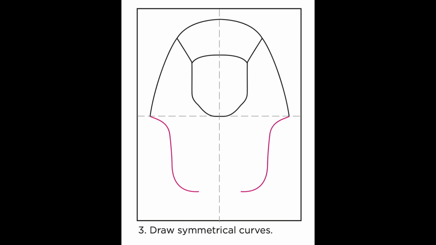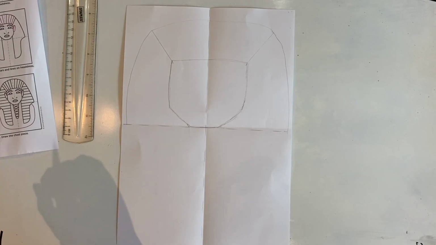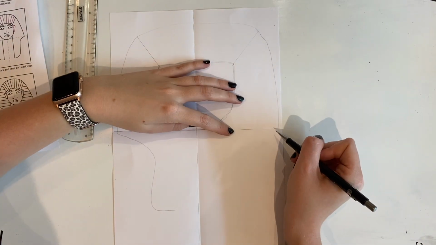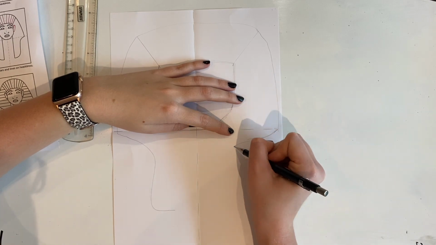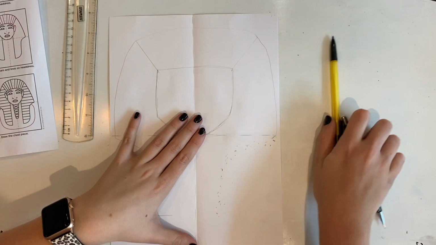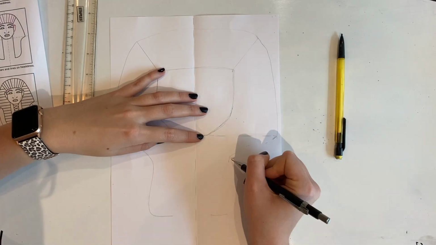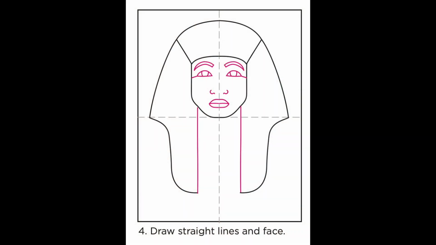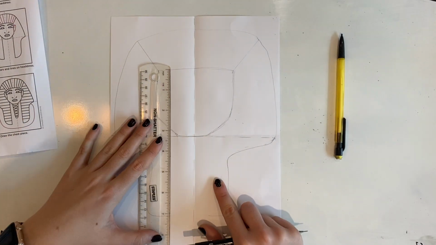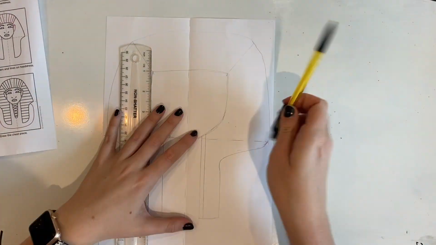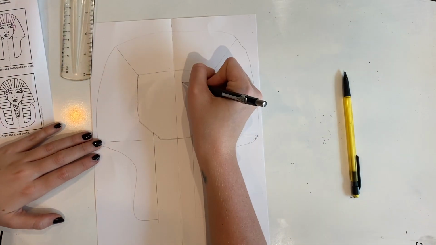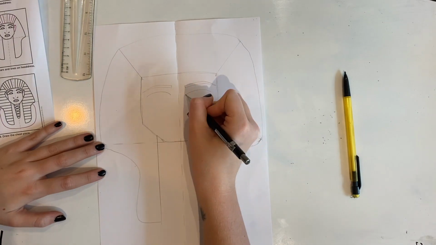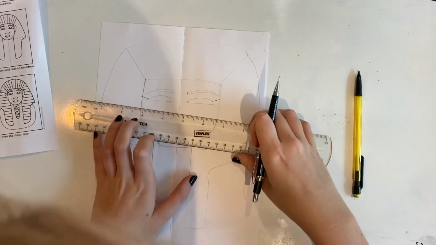Step number 3 is to draw symmetrical curves. Remember, the term symmetrical means when one side is the same as the other. This bit might be quite tricky to get it exactly symmetrical, so just try your best like me. If it takes you a couple of goes, then that's fine. Step number 4 is to draw the straight lines and a face. I'm trying my best to make sure the face is symmetrical too. We don't want any wonky eyebrows.